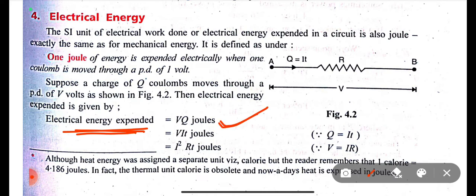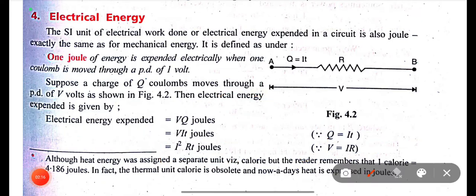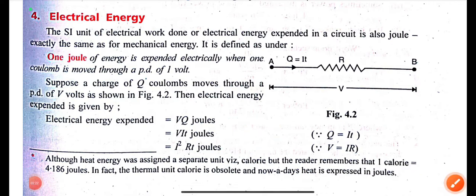Now if we expand Q equal to I into T, then the energy formula is VIT. After that V equal to IR, as you also know. Then finally we get electrical energy expended equal to I square RT, which is also known as heat energy. So heat is also energy. There are three formulas of energy: the first is V into Q, the second is VIT, and the third is I square RT. All these formulas are really important.